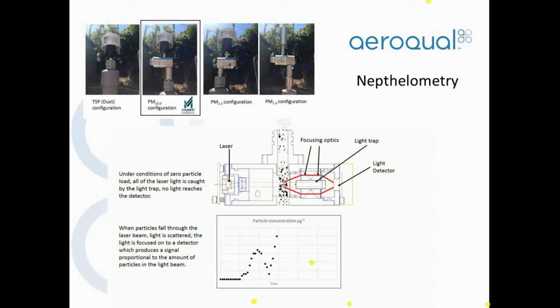The real-time nature, I guess, is illustrated here in the animation. We don't have to wait to accumulate particles either on a filter or on a balance in order to get a measurement. The measurement comes immediately in real time.